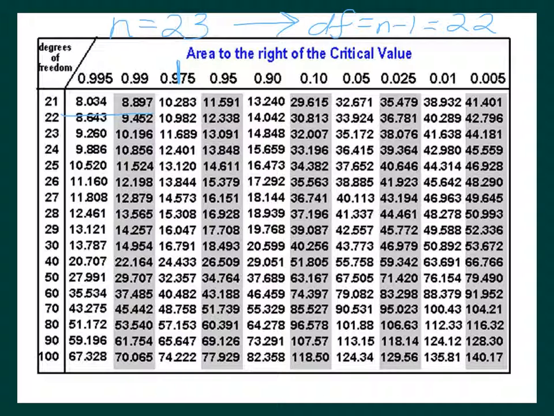So this guy, that's my left critical value. And then I want the column that had 0.025 of the area fall to the right of it. Right? And again, we're still in this 22 degrees of freedom row. And so this right here is my right critical value for that 95% confidence interval with a sample size of 23.